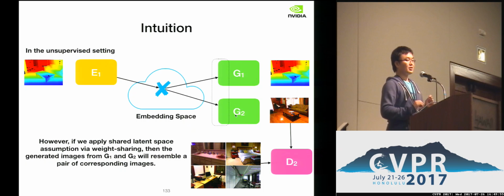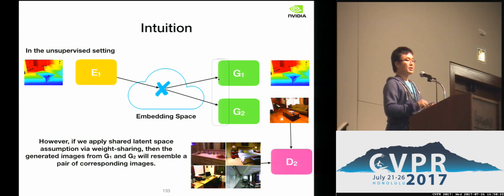Now, when we apply weight sharing, again, we limit the capacity. G1 has limited freedom to generate depth images. G2 has limited freedom to generate color images. If they still generate two different images for the same latent code, the high-level feature vector has to encode two different things.